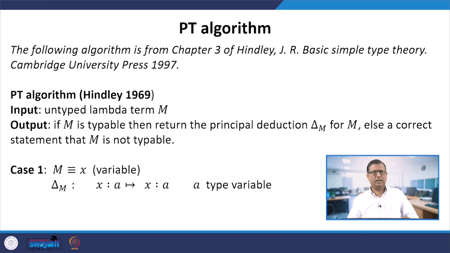So we break up this algorithm into different cases as we discussed informally. Case 1: when M is a variable. Then the principal deduction will be just X has type A, and this is just the deduction. So this is the axiom. If you remember, in TA lambda we have an axiom for every variable and every type. So this is the type variable, and we say X has type A. This is the context, then the type of X will be A. So this is the principal deduction.